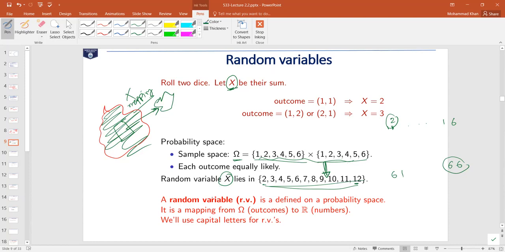So for a definition, we can use this. A random variable is defined on a probability space, and it's a mapping from all the outcomes to some numbers. So basically, it's a function.